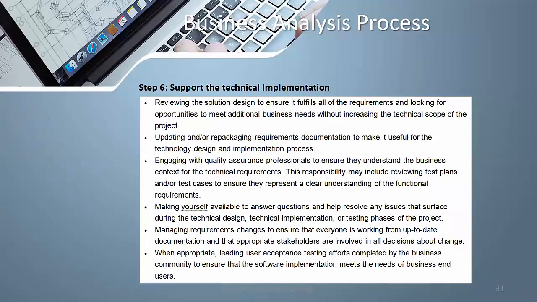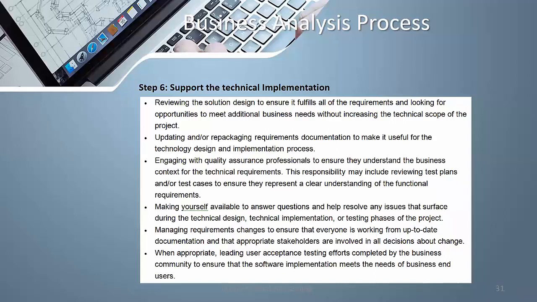I have a doubt here, sorry. The first line says, I don't understand this line, technical scope of the project. Can you explain it further? What is the first line, technical? That review the solution design. That's the point, right? Review the solution design, correct? Yeah, the first point only. What is this technical scope?